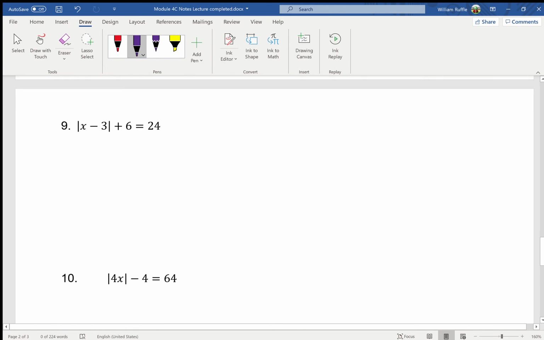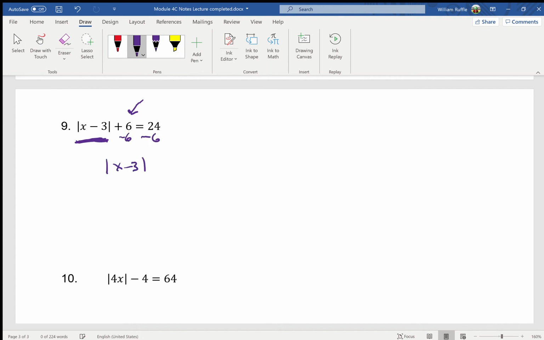Now, our first kind of a little bit of a trick question. In all of my other questions, the absolute value was always by itself. Now I have a plus 6 here. So I can't just make this positive 24, negative 24, because I'll have one correct and one wrong. What I need to do is get the absolute value by itself first. So I'm going to subtract the 6 from each side. Then I'm going to have the absolute value of x minus 3 equal to 18.